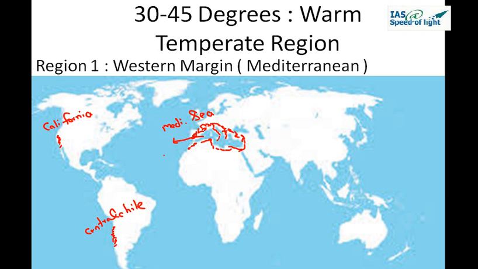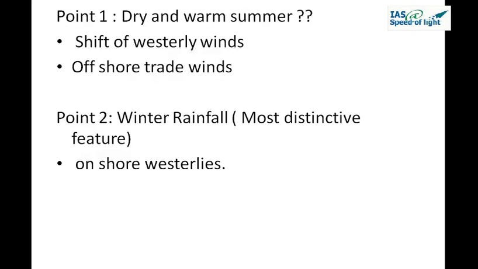In Africa, it is going to be the southwestern tip, which is also Cape Town. And then in Australia, it is again the western tip and the southern tip. So these regions experience almost the same type of Mediterranean climate. Let us now see what is so important about this climate region and why it is so important in UPSC, and how we are going to catch the questions related to the Mediterranean.